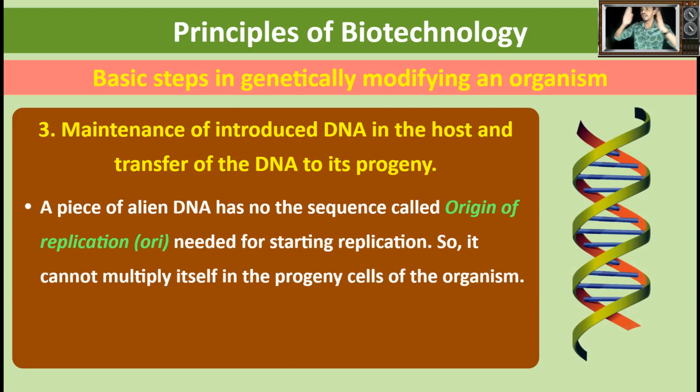जहां से वो divide होके two separate बनेगा. The point where they separate and form another DNA, that point is called origin of replication. That is ori. Okay, needed for the starting of replication. Replication होने के लिए क्या चाहिए हमें? Ori. That is origin of replication. Needed for the starting of replication. So it cannot multiply itself in the progeny cell of the organism.